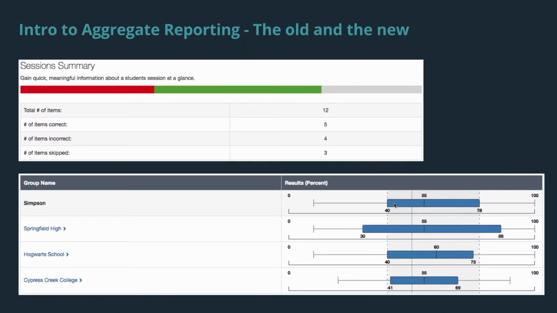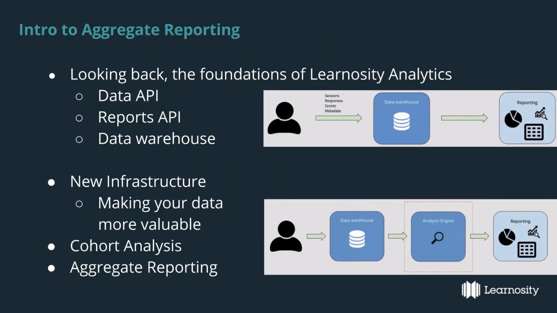So a quick look at the old and the new. If you haven't seen aggregate reports before, here's a sneak preview. On the top, you see the results of one student taking one assessment. Anyone that has used Learnosity for a while now will be familiar with that session summary report. Aggregate reports, shown in the second image, provide a meaningful, at a glance overview of as many as 200,000 students. So, very different situation. I'm going to briefly look back at the foundations of the Learnosity analytics and talk about what got us this far.